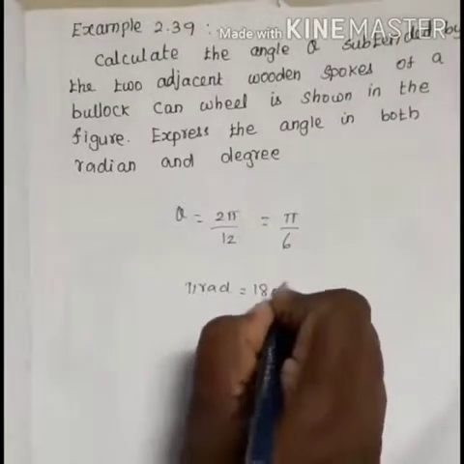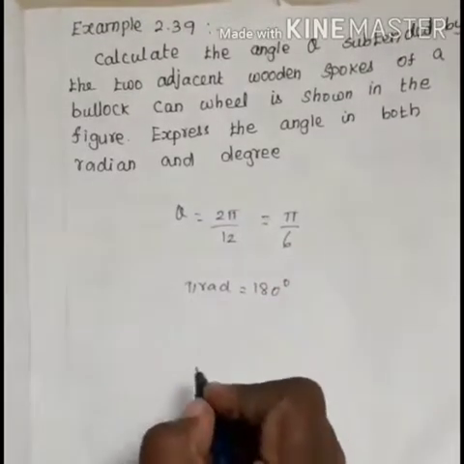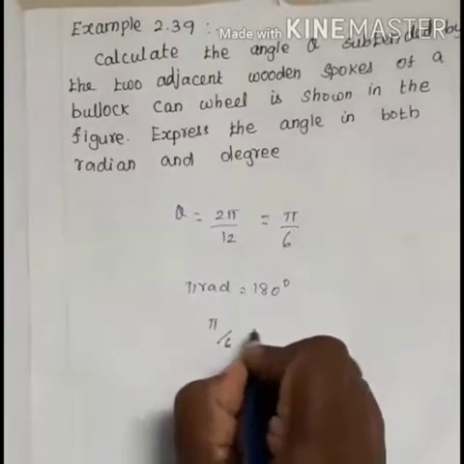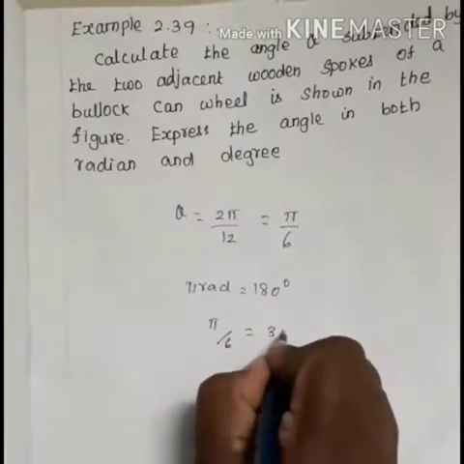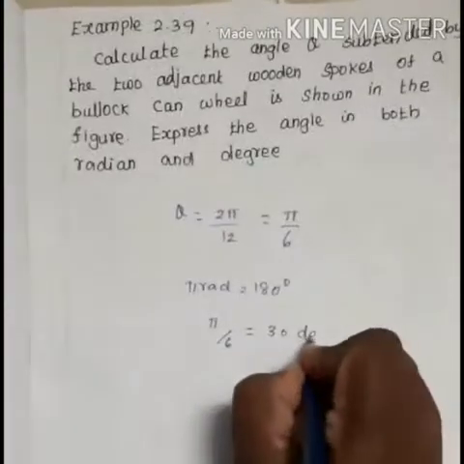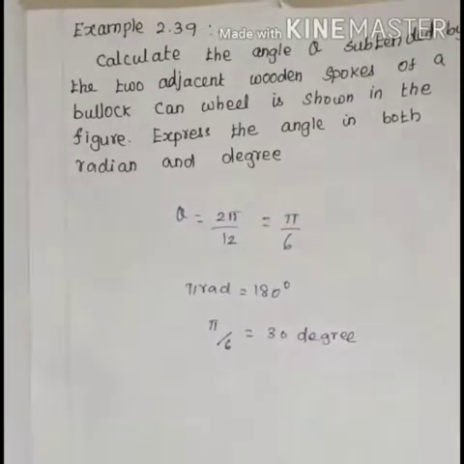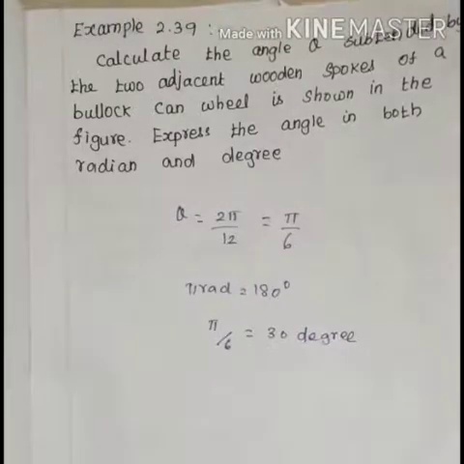Since pi radian is equal to 180 degree, therefore pi by 6 radian is equal to 30 degree. The angle subtended by the two adjacent wooden spokes is 30 degree at the center.